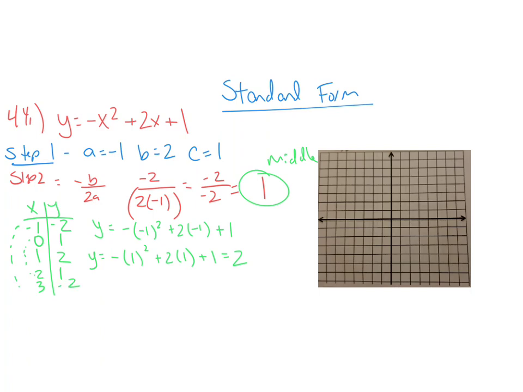So now I'm going to plot my points. Go right 1 up to 2, put a dot. 0, 1, put a dot. 2, 1, put a dot. I'm going to go left 1 down to 2, then right 3 down 2. Once again, this has to be a smooth U, not a V.